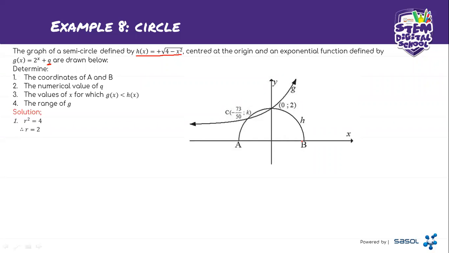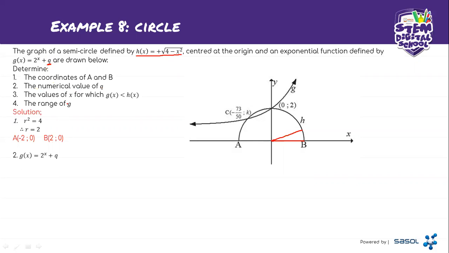First, we need to determine the radius, because we know that from the center to any point on the circumference of a circle is the radius, the distance. Can you see that is the distance there? So if we just get the distance from O to B, it's going to give us the coordinates. You can see that the coordinate of A is (-2, 0), and B is (2, 0). And then number 2, the numerical value of Q, which is the horizontal asymptote.